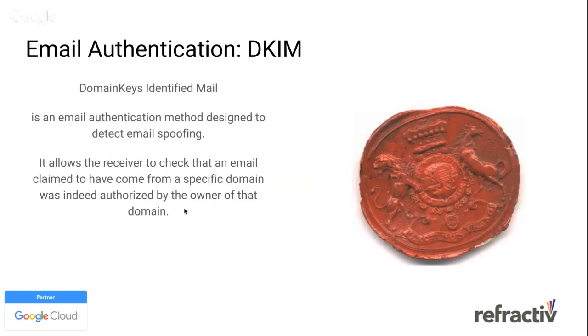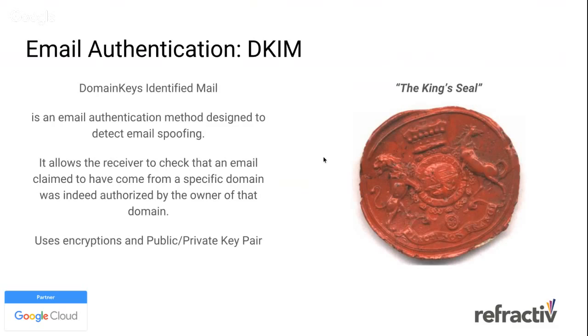So SPF is a publication of some records that say these are the places that might send emails on our domain. These are the legitimate ones. This is actually a slightly different thing. It uses encryption and a public-private key pair. So you publish your public key, for those that understand this stuff, on the internet via your DNS settings. And then every email that is sent by the sending service will include some encrypted text. And that encrypted text effectively is a bit like, as I've said here, the King's seal.